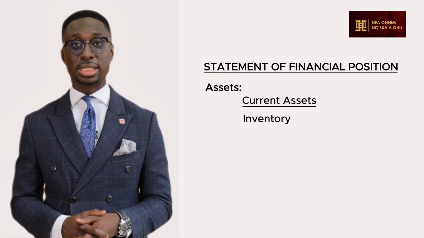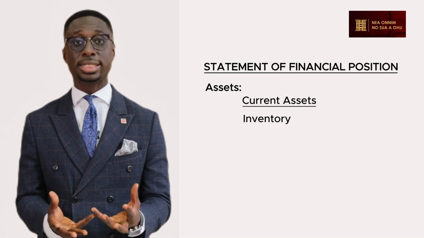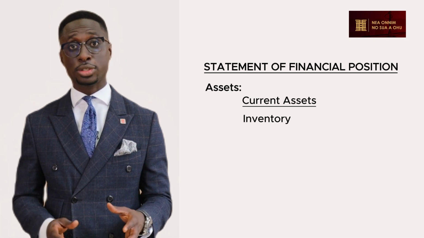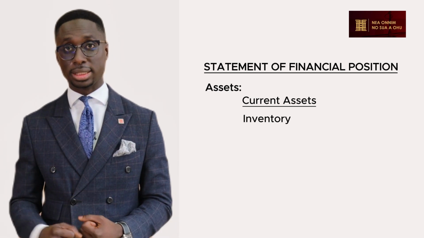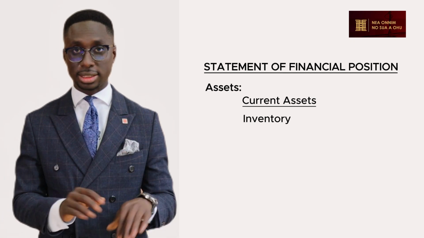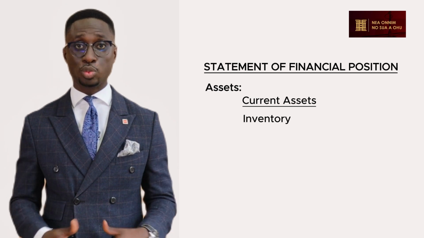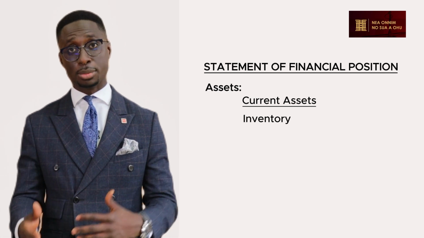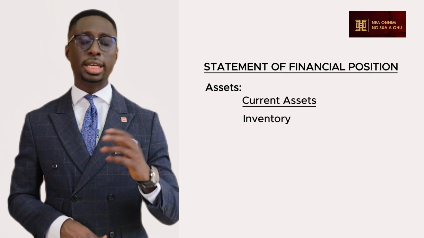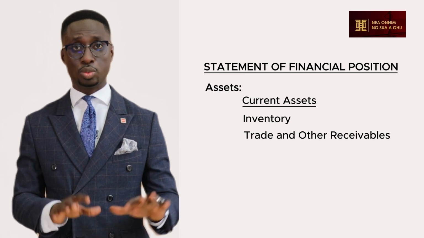So if a business is into trading, so they buy goods and sell, those items that they sell are known as inventory. Or if a business is into manufacturing to sell, the items that they manufacture to sell are known as inventory. And it's a current asset because typically it's expected that within a single accounting year, whatever items are produced get to be sold off for cash. So that's inventory. Now there's trade and other receivables. Let's start with trade receivables.